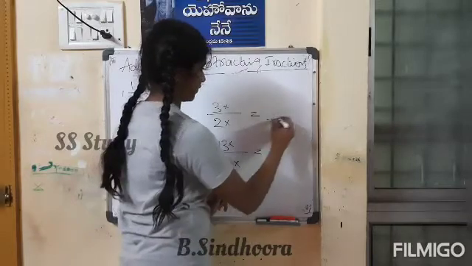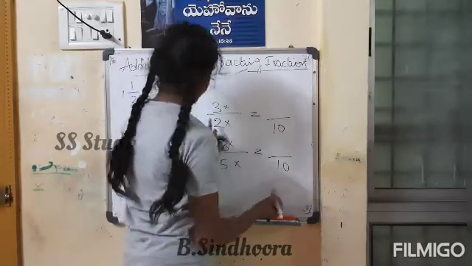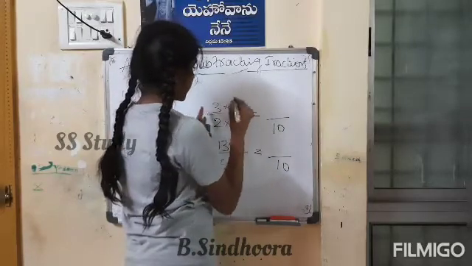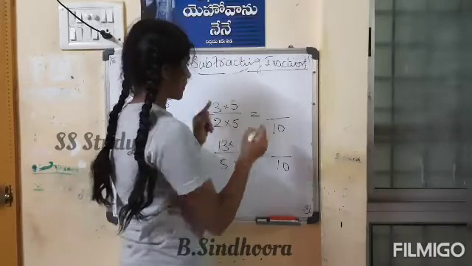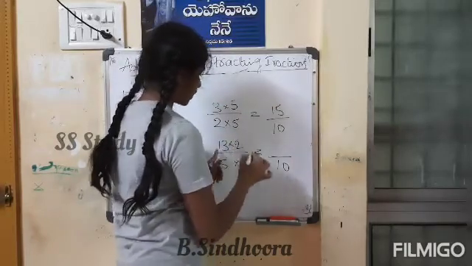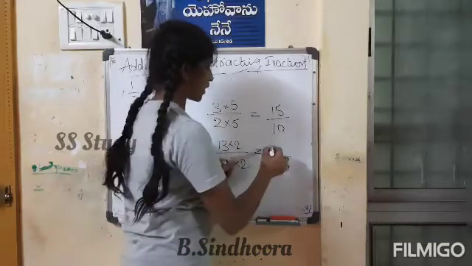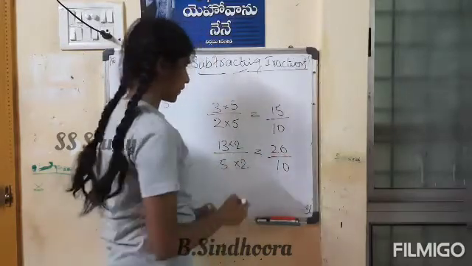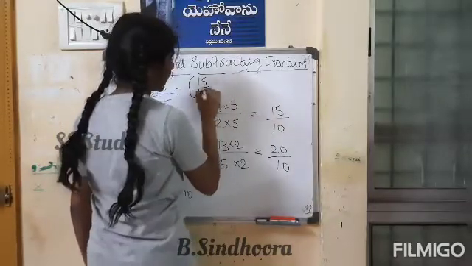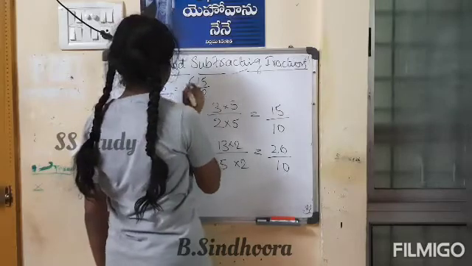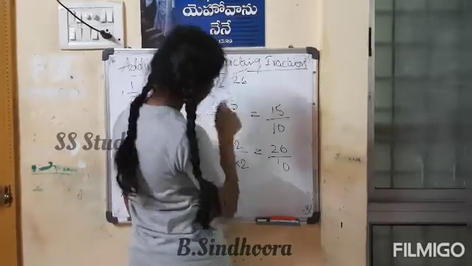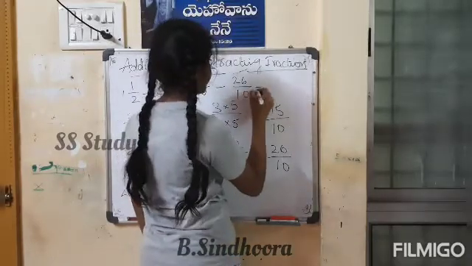Let me write this. First 2, how much to make 10? 5. 5 threes are 15. For 5, how much to make 10? 2. Same 2 for 13. 13 twos are 26. 5 twos are 10. So now here 15 by 10 minus, right? 26 by 10.